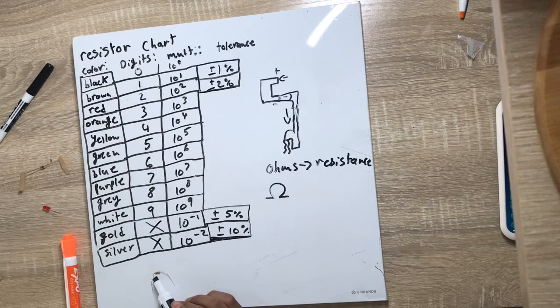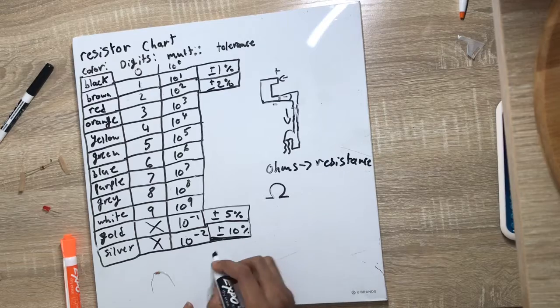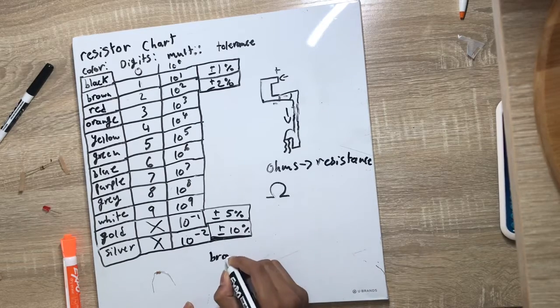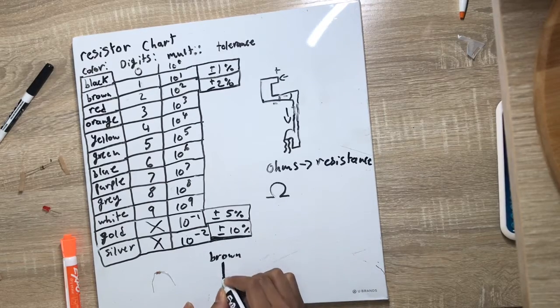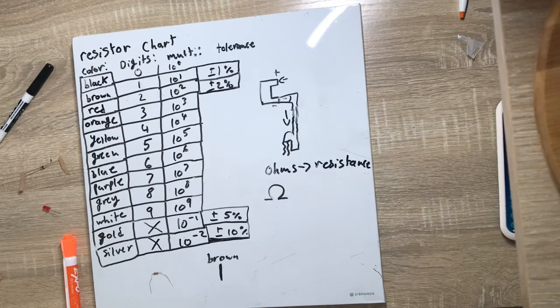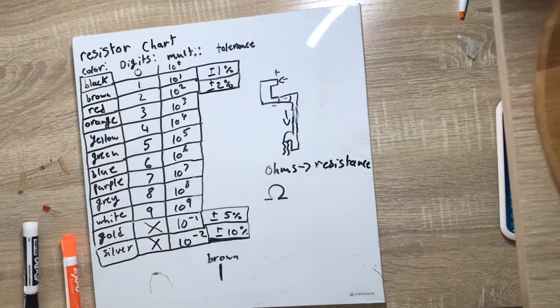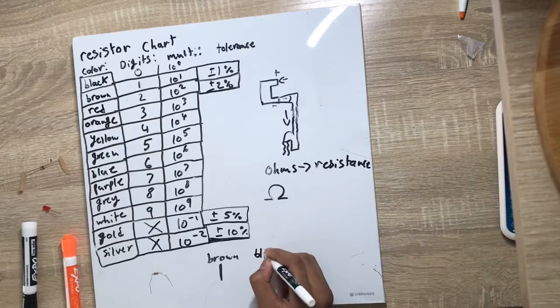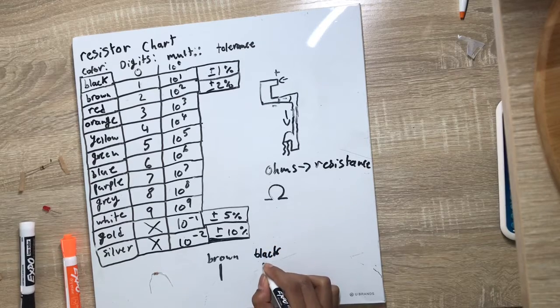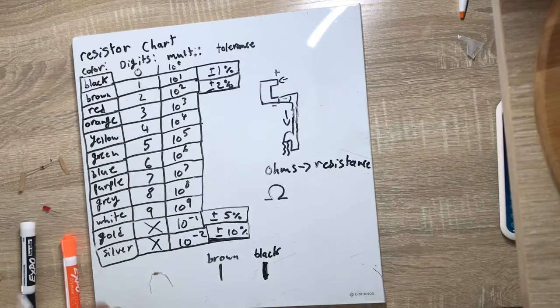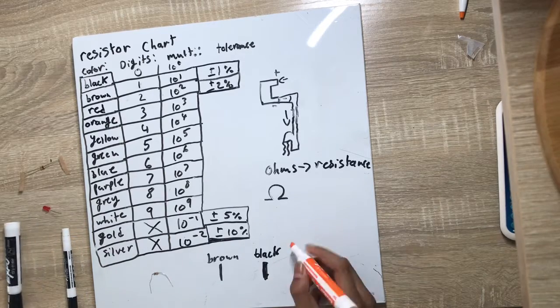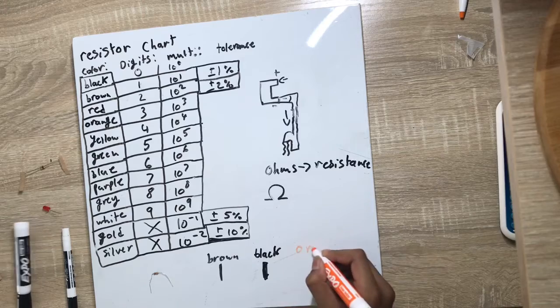The first band on this resistor is brown. So let's write brown. It's a brown band. The next band is black. Black band. And the third band on the resistor is orange. Orange band.